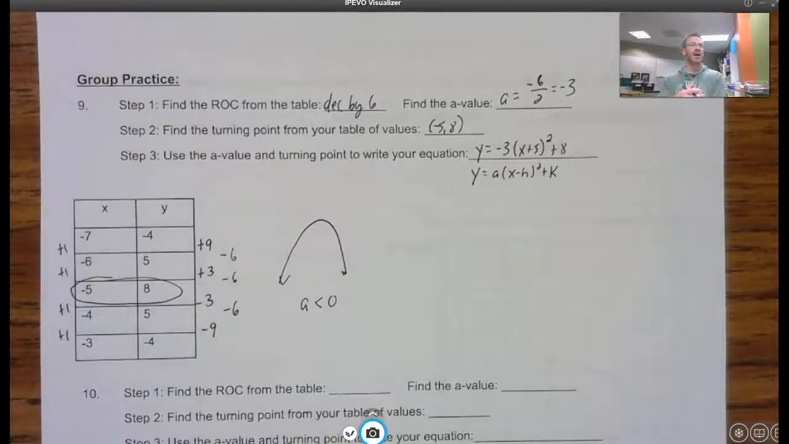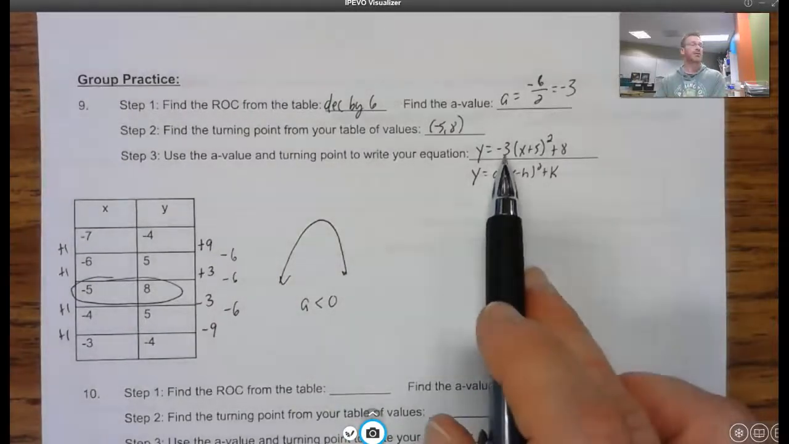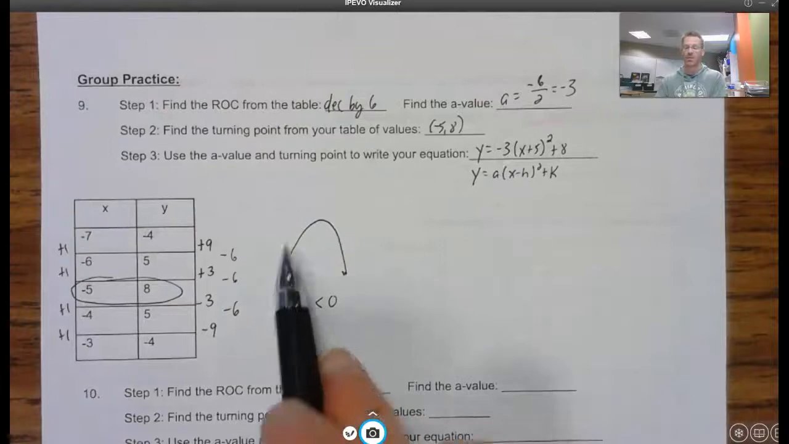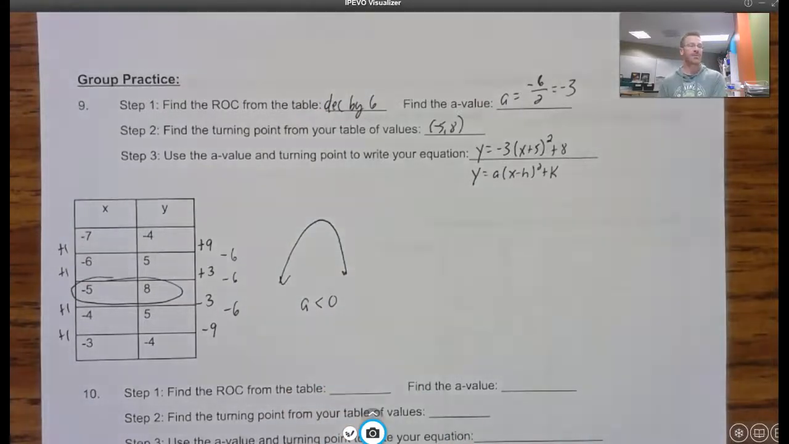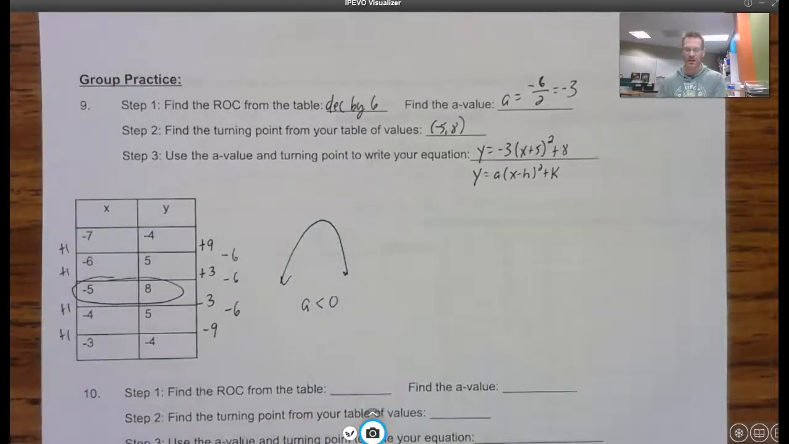So you can verify the sign, whether it's a positive or negative value, by sketching the graph, just like we did with our absolute value function. We'll save 10 for class.